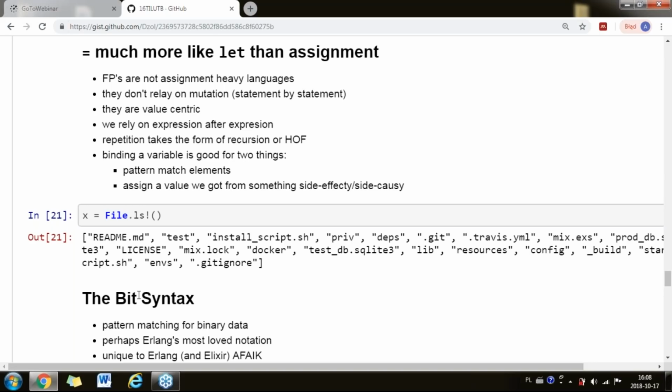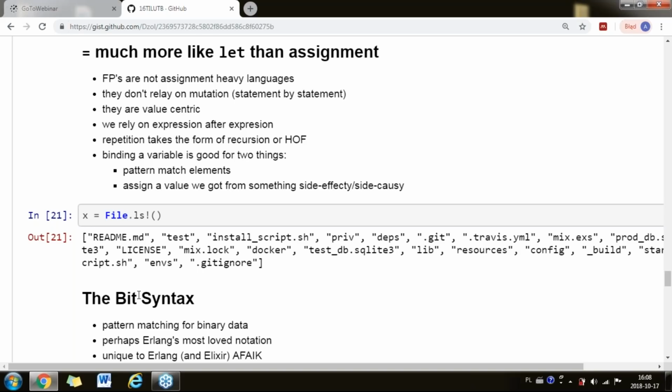And so I think binding a variable is a really good way to do two things. The first thing is, if you really need to pattern match something out of a certain data structure, then of course that's how you can do it. But it's also, I think, as time's gone on, I've used it more and more to draw our attention to an operation that's side effecty or side causey, right?